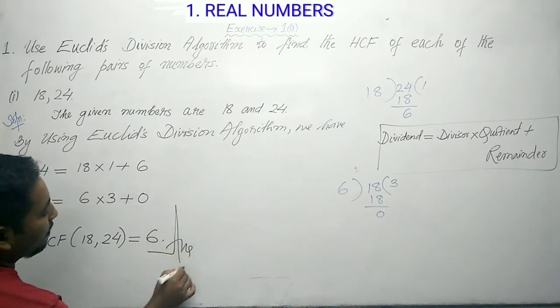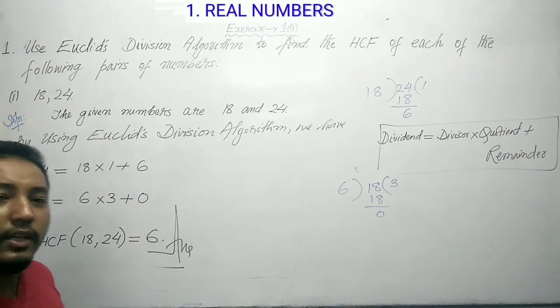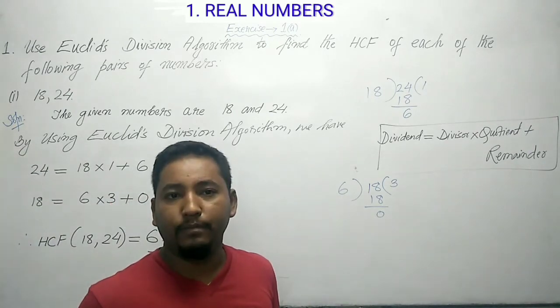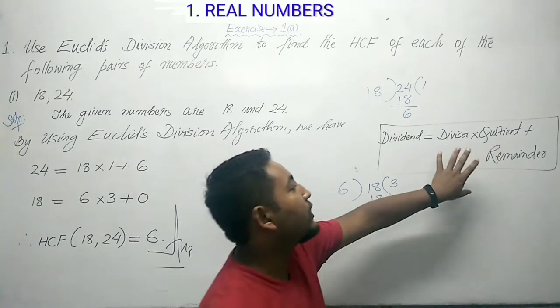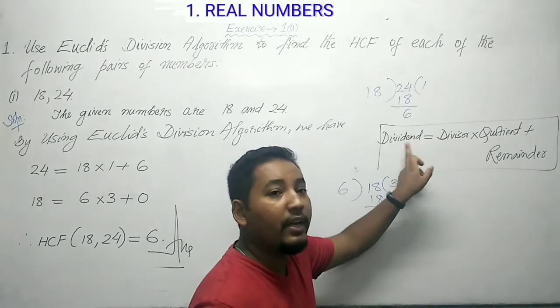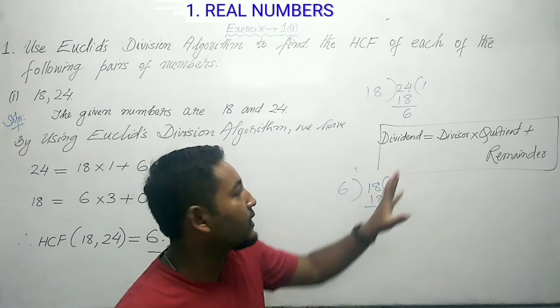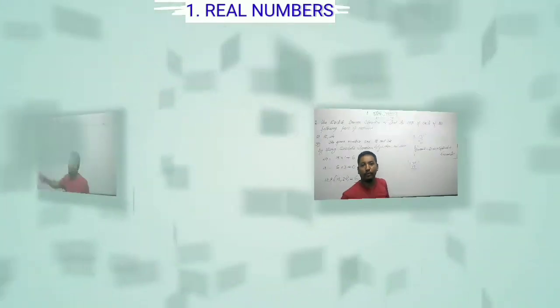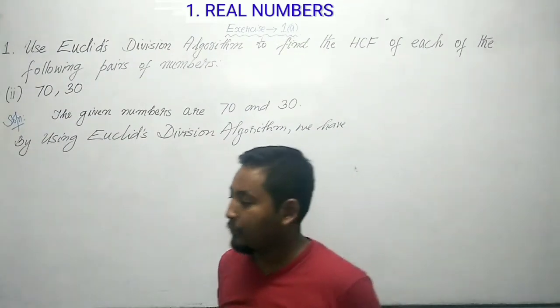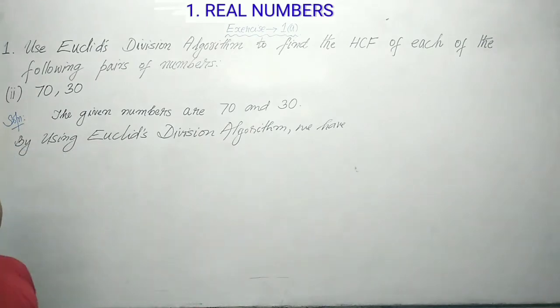That is our answer. This method is very simple, but you must not be confused in this one. Dividend equals divisor into quotient plus remainder. This is the division algorithm. In this question number 2, we have 70 and 30.